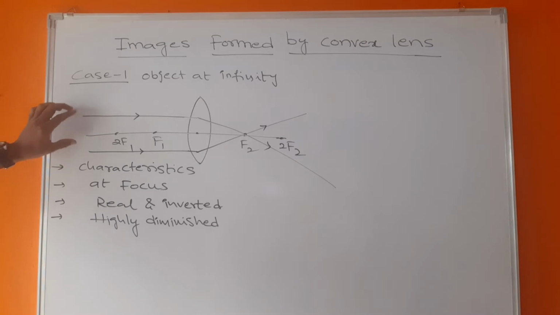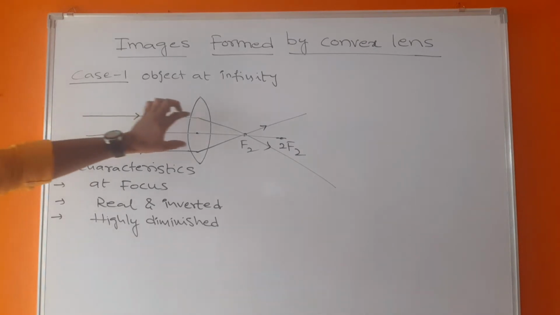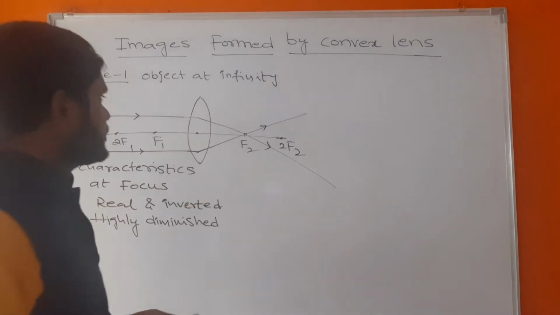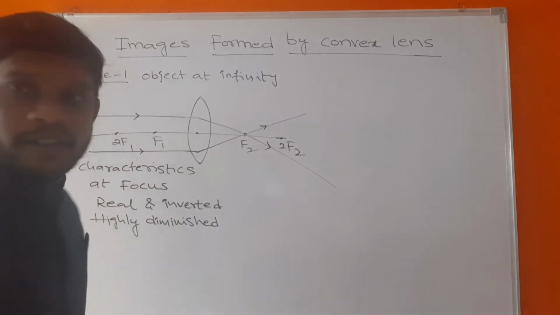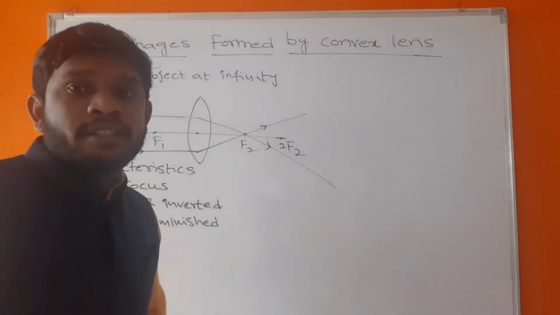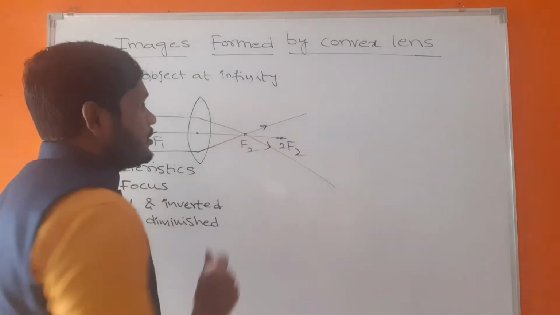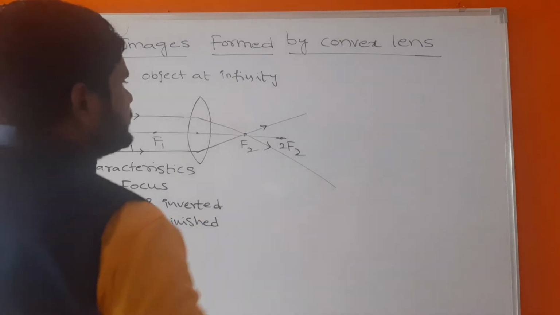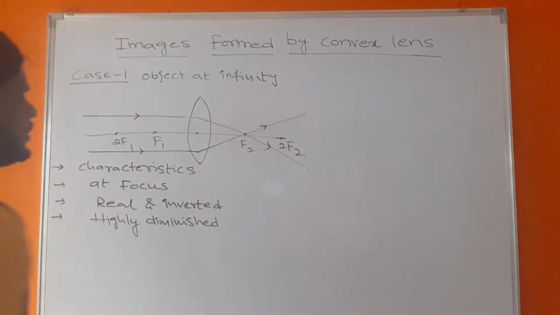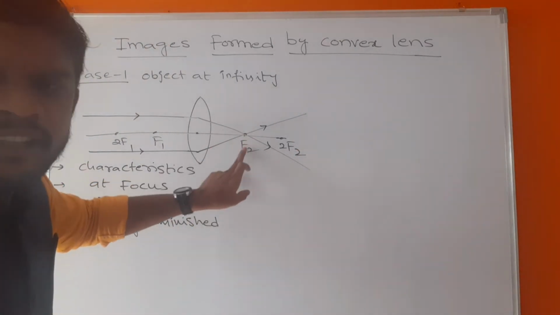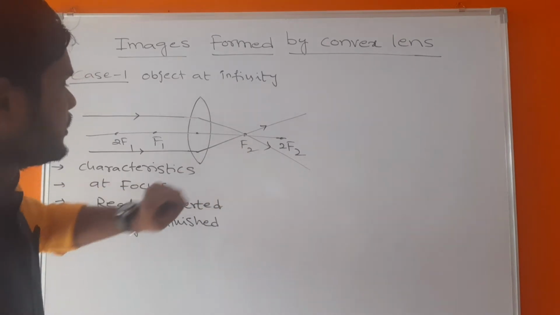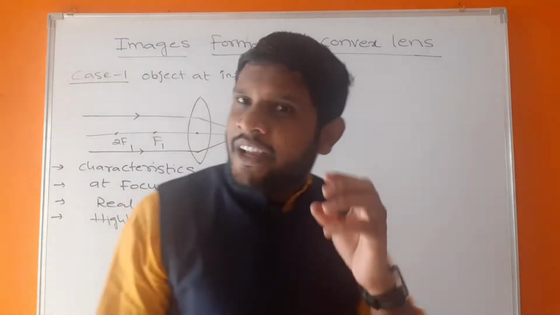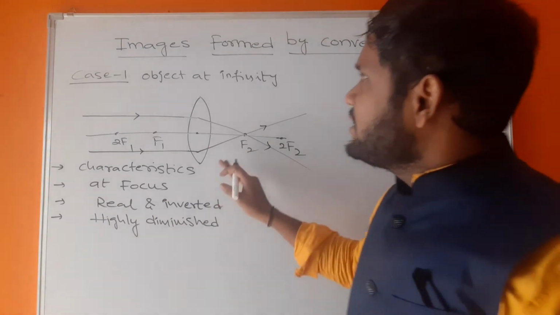Here we can see the two rays coming from the object. The rays are parallel to the principal axis. When rays are parallel to the principal axis, after refraction they must pass through the focus. The point where the two refracted rays converge, or meet, is the position of the image. So this is case 1.